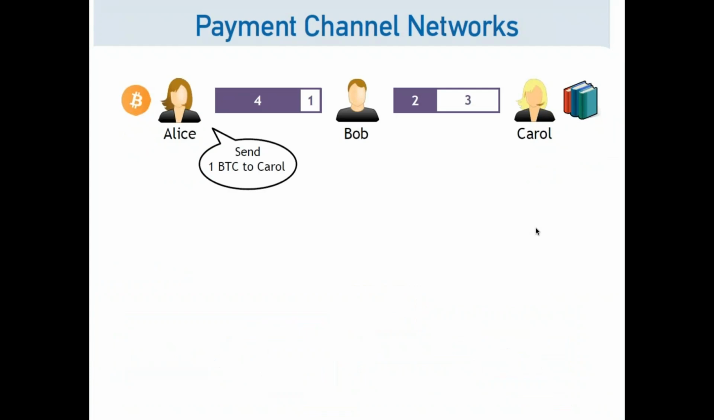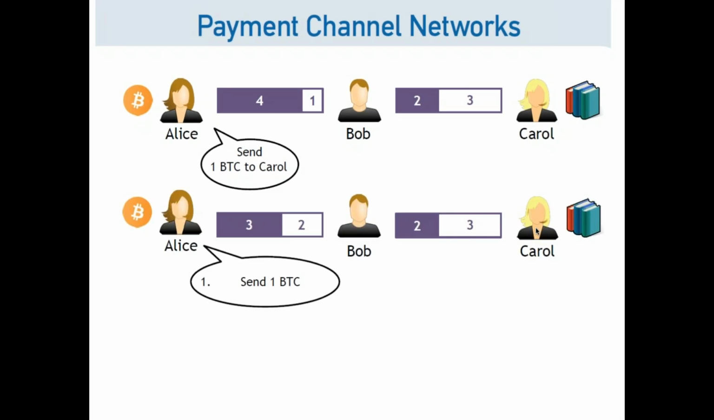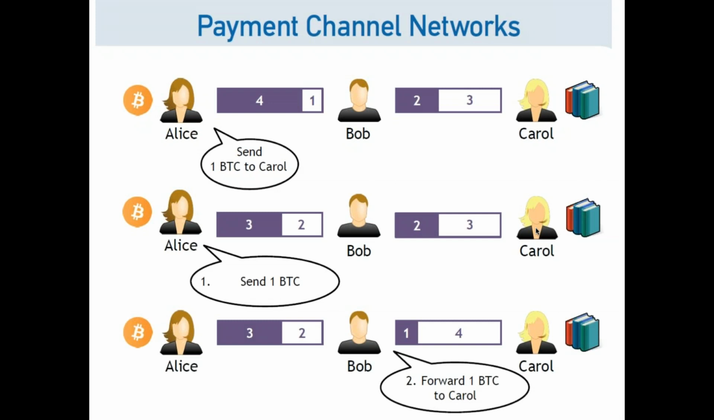And then if we add another user, Carol, we can use multiple channels to form payment channel networks. In this example, Alice and Carol don't have a direct channel between them, but they don't have to build a new channel because they can use existing channels with Bob. At this time, Alice wants to send 1 Bitcoin to Carol, so she just tells Bob, please help me forward my money to Carol. And then Bob, if Bob agrees to that, he will do that.